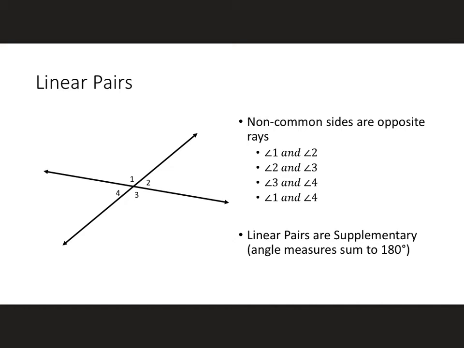Linear pairs are a special type of supplementary angles because they are adjacent to each other. They share a common side. This means the measurement of all linear pairs add to 180 degrees.